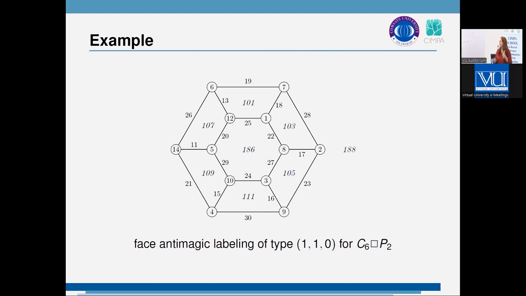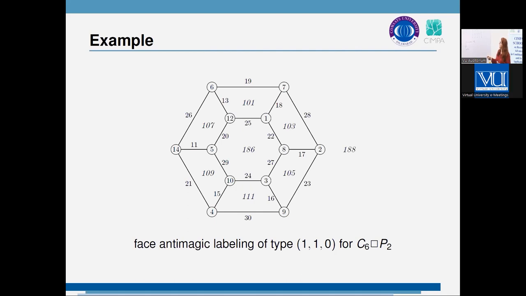So here we have examples. We have a labeling of type 1, 1, 0 of this graph, the Cartesian product of a cycle C on 6 vertices with a path on two vertices. So we label vertices and edges of this graph. We do not label faces. And now we will check the weights of faces. Here we have two types of faces: four-sided faces, then one six-sided face inside and one unbounded six-sided face. So don't forget the unbounded face. And we will check the weight of the face, for example, for this one.